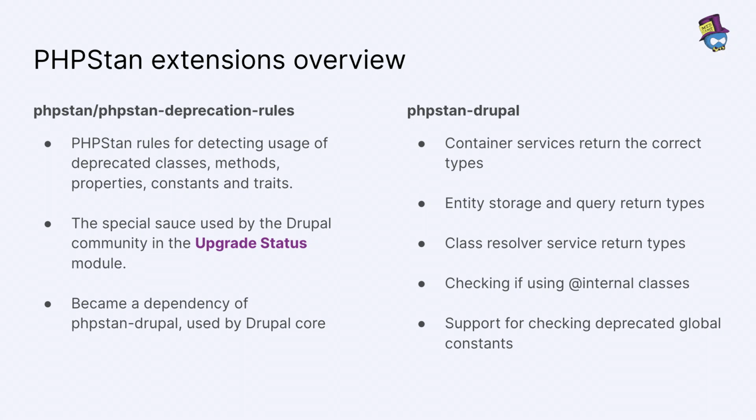And then we have phpstan-drupal, which allows knowing the correct services from the service container, entity storage and query return types, checking if you're using @internal classes, kind of warning like, hey, you extended this class, but in Drupal core it was considered internal, so there's no API guarantee for it. And a few of the things that I'll walk through down the road. What's really cool is this last bullet about checking deprecated global constants. From Drupal 9 to 10, we're cleaning up a lot of the global constants that were defined and deprecating them. Before, you couldn't know that they were deprecated, we had to maintain that list manually in a rule. The latest version of phpstan can detect that, so we no longer have to maintain that list manually.